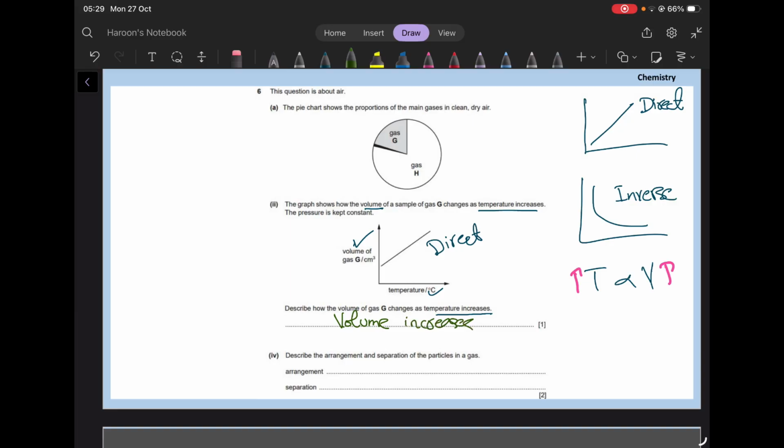Describe the arrangement and separation of particles in a gas. Irregular arrangement. Separation, like how far the particles are from each other. Separation, they are far apart. Particles far apart.